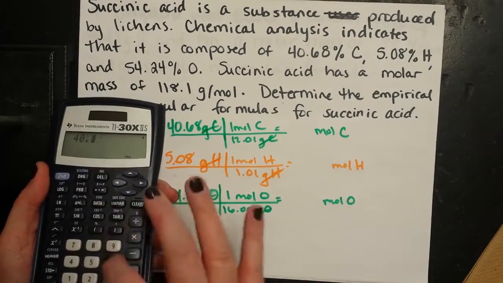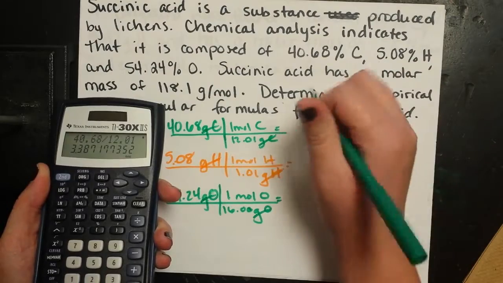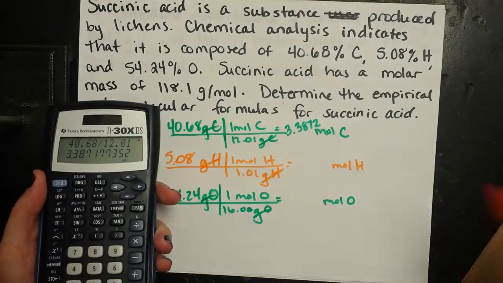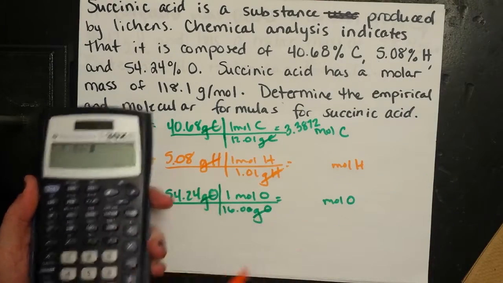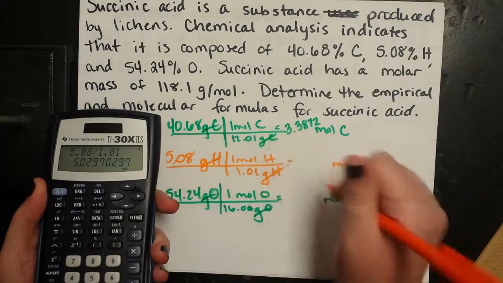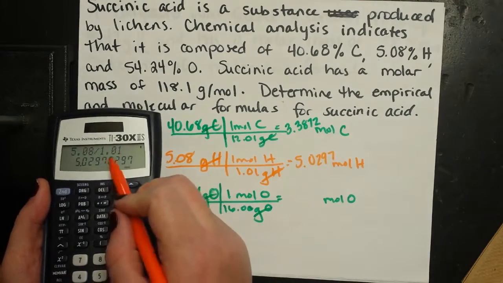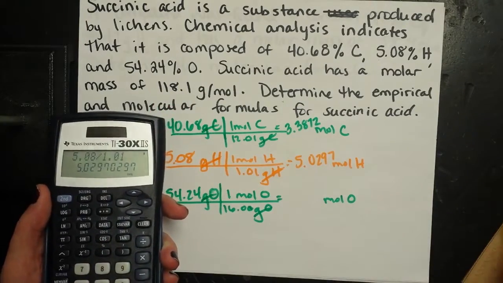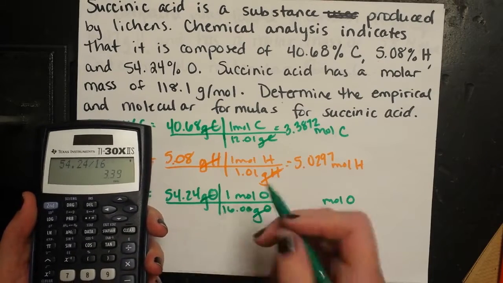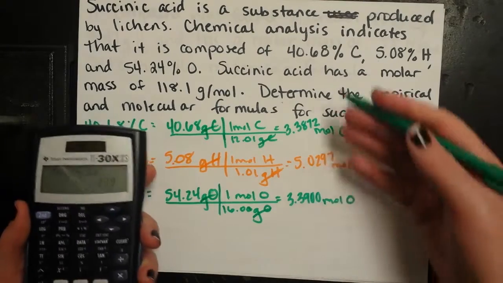I'm going to take 40.68 and divide it by 12.01. Remember to do 4 decimal places, so this gives us 3.3872 moles of carbon. For moles of hydrogen, I'm going to take 5.08 and divide it by 1.01. So we get 5.0297. I'm going to cut it right there. That's a 0, so the 7 is going to stay the same. And then for oxygen, I'm going to take 54.24 and divide it by 16. So I get 3.39. I'm going to add 2 zeros so I stay at 4 decimal places, just to remind myself to always do 4 decimal places.